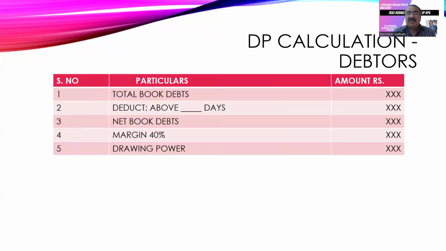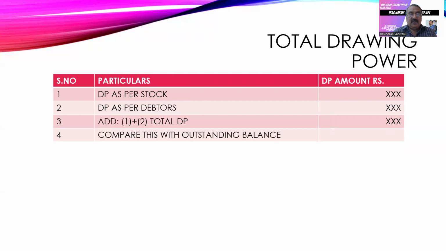Next is the DP calculation with reference to debtors: total debts, less debts above 90 days or 120 days. These days are fixed in the sanction letter. You exclude these debts, and the remainder is called net book debts. From that, deduct the margin, say 40%, and then the drawing power with reference to debtors is arrived at. Now, DP as per stock and DP as per debtors, you add them. This is the total drawing power.